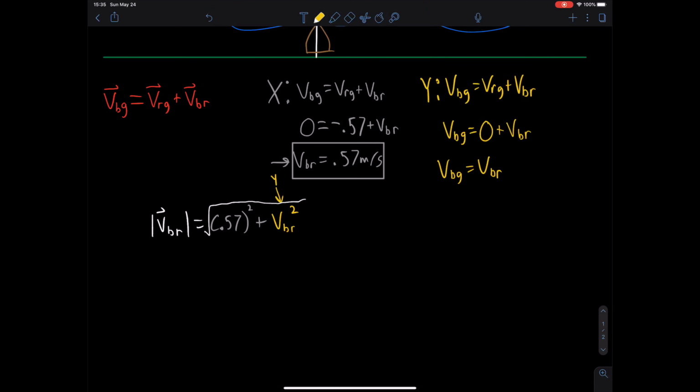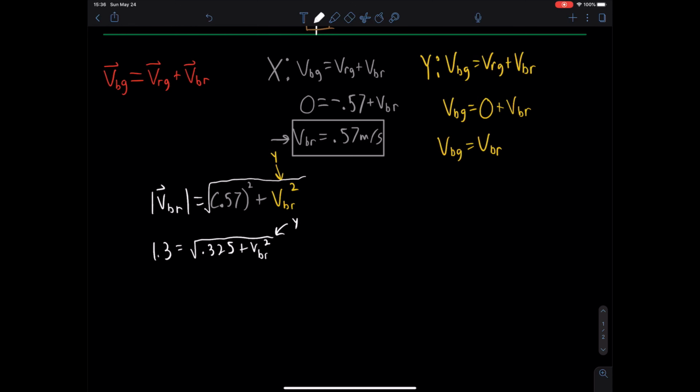This has to be squared here. So we need to insert what we know and solve for this. We know that the magnitude of the velocity is 1.3, the entire magnitude that was given in the problem. And this is going to equal the square root of, and what is 0.57 squared? That gives us 0.325. So 0.325 plus the velocity of the boat relative to the water squared. But I will continue to make the note that this is in the y direction.